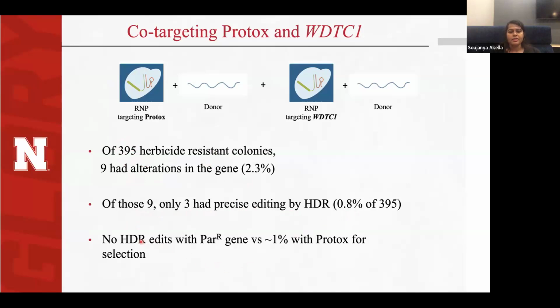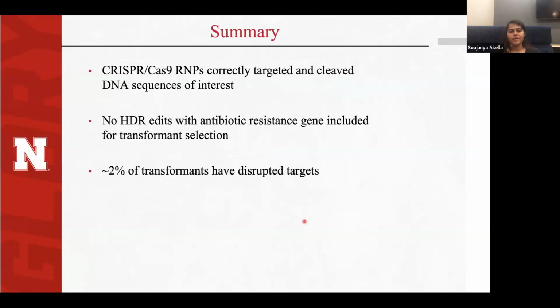So yet again, what we saw was if you just throw in that paromomycin resistance gene cassette and you give the cell the donor, the Cas9, or sorry, the repair mechanism is not interested in your donor. But if you try to target Protox along with your gene of interest, both with an RNP, a Cas9 complex, you will end up with some that will use your donor as a template for double-strand break repair of your DNA. Now, okay, so I've come to my summary.